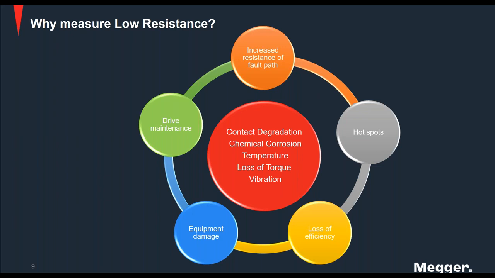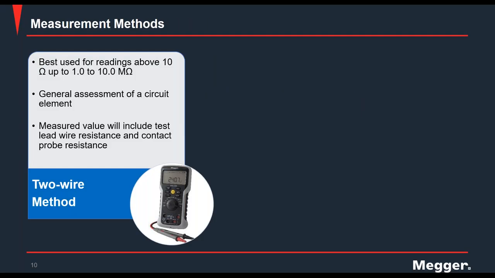And low resistance values, when they're measured, can be trended over time. Once you see unacceptable changes or increases, you can have your maintenance crew come in and perform work on it. So that's how you can drive your maintenance strategy and be in a predictive space where you have more control over situations. Now let's move on to the different measurement methods that we have.